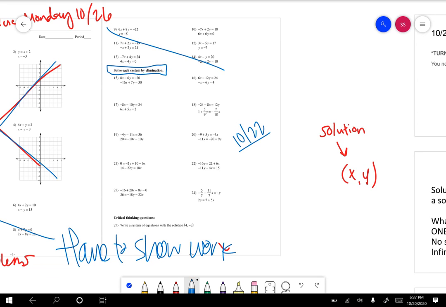Solve each system by elimination. Okay. Again, this worksheet is posted on this assignment on Google Classroom. So if you didn't print it, it's fine. You can just open it and then on a separate piece of paper, write solve each system by elimination at the top with your name and then the problem number and show your work. Okay. So if you didn't print it, it's totally fine.